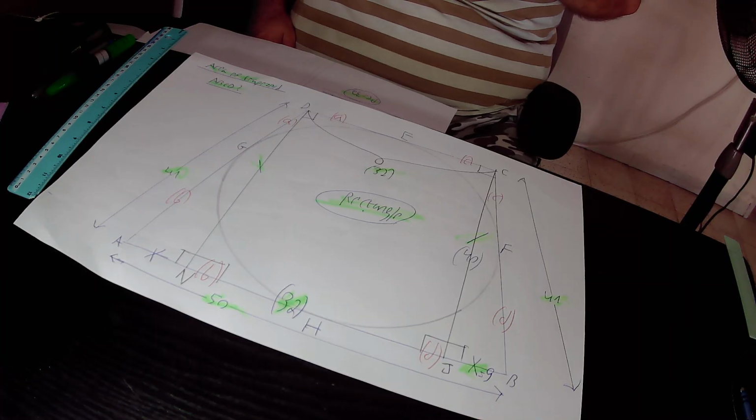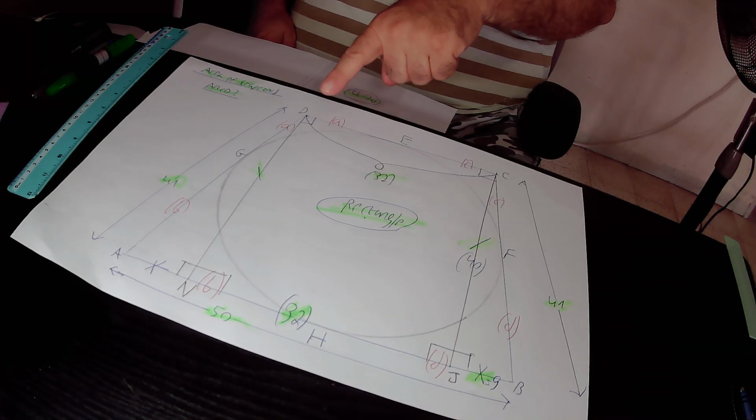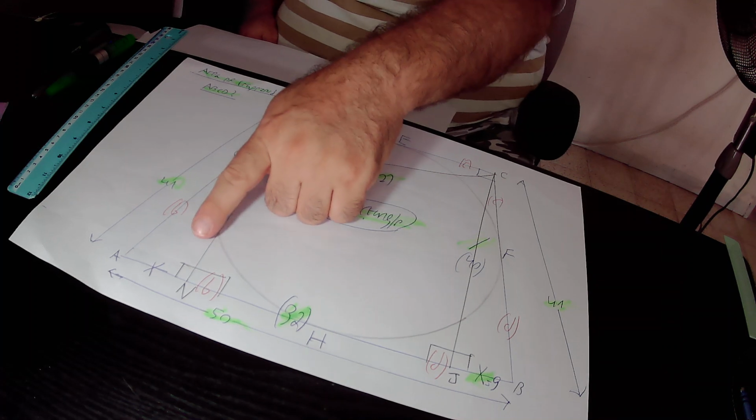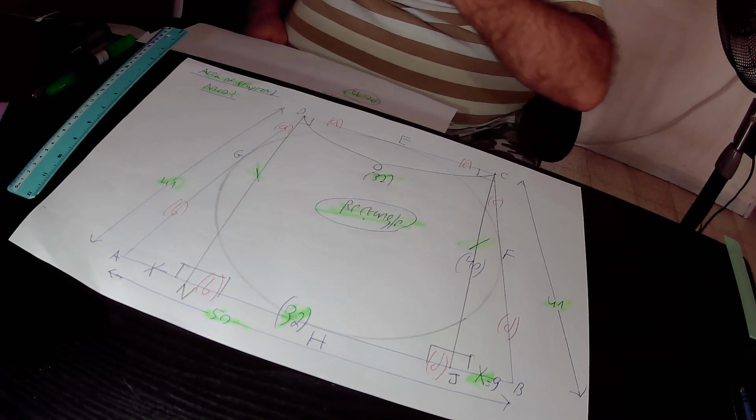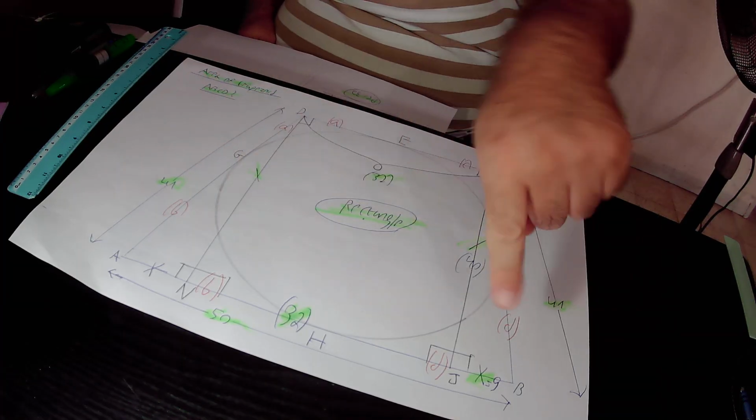Likewise, from this point D, we do a perpendicular on AB. So this angle equals 90 degrees, and this angle also equals 90 degrees according to our construction. We define the touching point of the perpendicular from point D and AB. This point is point N.